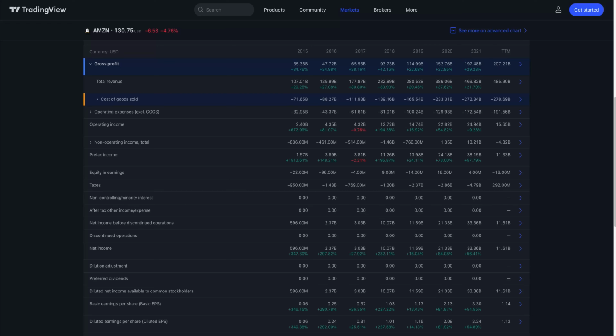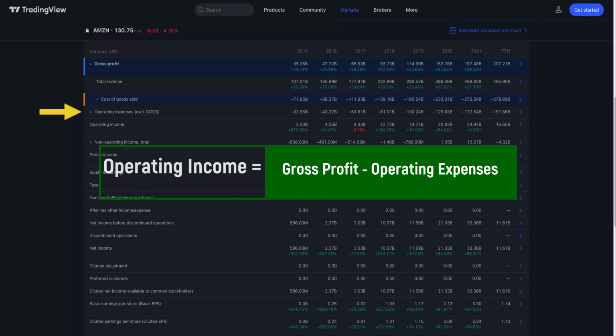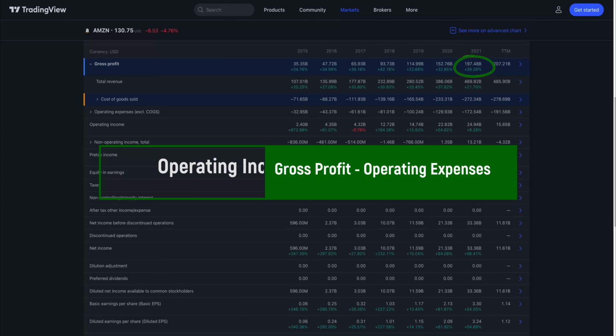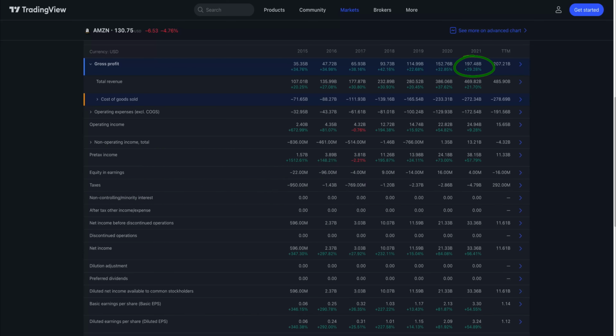Moving down the statement, we have the operating expenses, which, as you can guess, are expenses associated with running business operations like paying salaries, advertising, rents, office supplies, and so on. These expenses are not taken into account in the cost of goods sold and need to be further deducted from the gross profit in order to get the operating income. So as you can see, from the $197.48 billion Amazon made in 2021, if we subtract the operating expenses, we get the operating income, which is $24.94 billion.